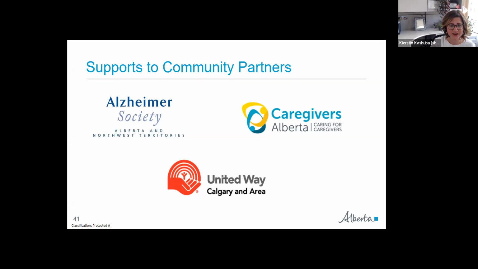So the Alzheimer's Society of Northwest Territories and Alberta received a grant to enhance community capacity in order to enable people living with dementia to remain active and engaged in their communities. That includes things like the expansion of the Alzheimer's Society's First Link referral program to rural and remote communities, allowing families and caregivers to access services and learning resources to help navigate living with dementia.